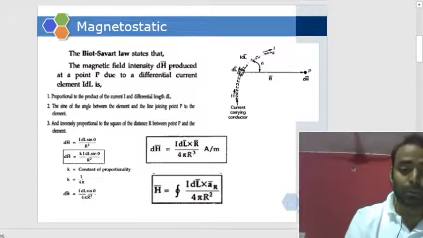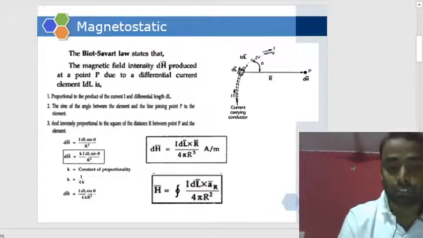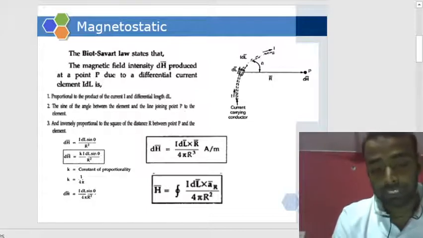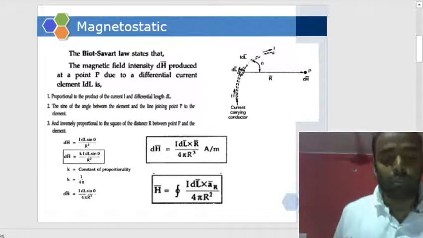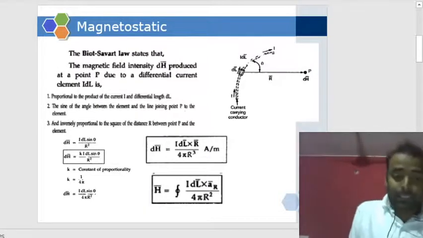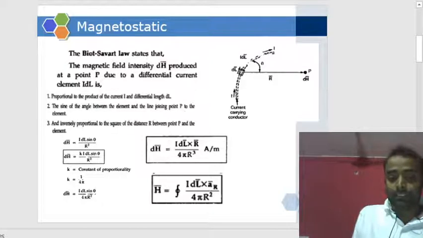Of course, जब भी हम proportionality sign हटाते हैं, we get a constant, and here K is the constant of proportionality. The value of this K is 1 upon 4 pi. So my dH will be I dl sine theta upon 4 pi r square.